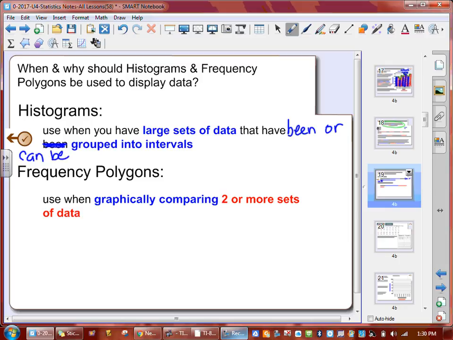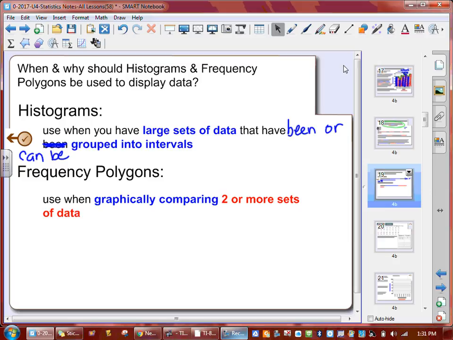Because it may not already be grouped for you. We had to group that other one into those intervals. So if you can group it into intervals, then you can use a histogram. Frequency polygons, on the other hand, they're good when you're graphically comparing 2 or more sets of data. So on our bar graphs, if we were to compare a different section, maybe we were comparing earthquakes that were less than 5, and we would compare both of those polygons, okay, to see where their peaks and valleys would be.